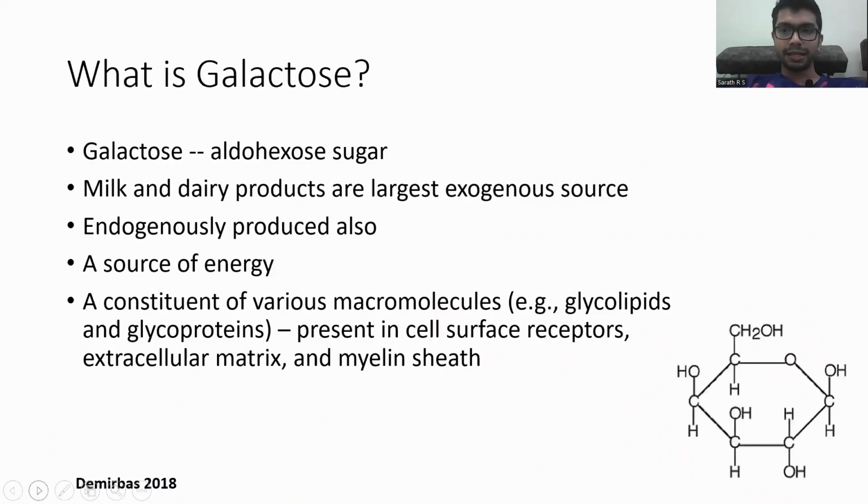So what is galactose? Galactose is an aldohexose sugar. It's a C4 epimer of glucose. The main source of galactose is milk and dairy-based products, as we all know.